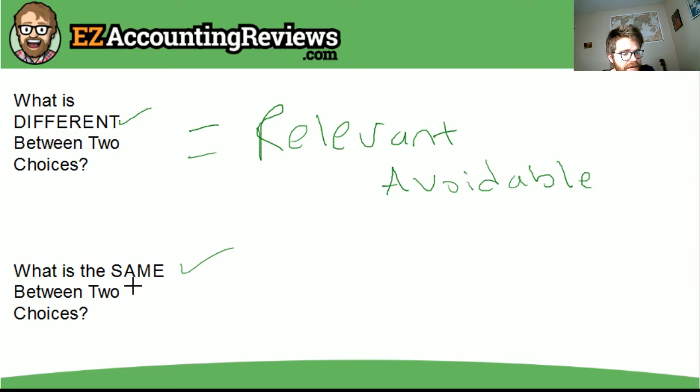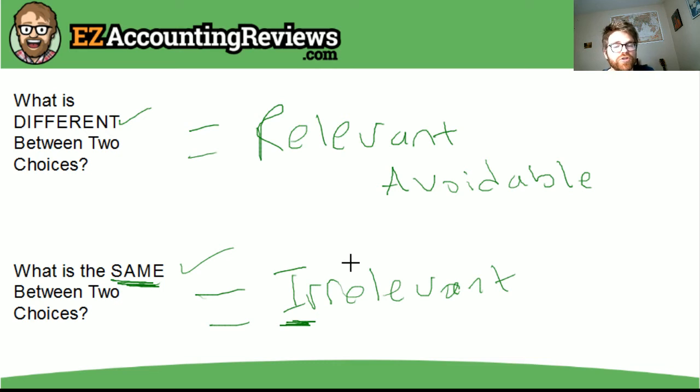Now, what is the same? All right, same. In accounting, same is not really good. It's not relevant to the problem. If it's the same between the two alternatives, the same costs or the same revenue, we call that irrelevant. And here's a little trick I want to show you. If you identify something as irrelevant and you don't know what to do with it, think of the I in irrelevant and think of the I in ignore. Okay?